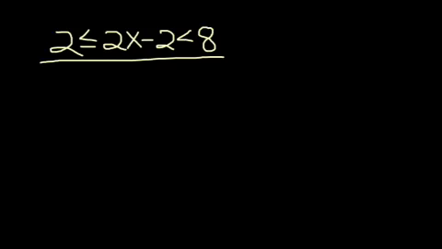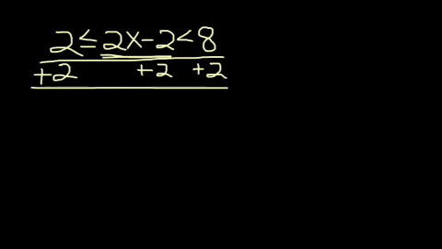We start out and we just look at the middle part, the 2x minus 2 part. And we do whatever we would do to solve any linear equation or inequality, and that is we would add 2 to try to get x by itself. Now when we're working with compound inequalities like this, we add 2 to both the left side and the right side.